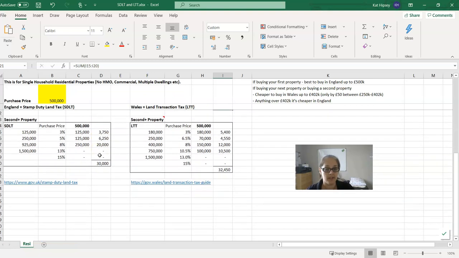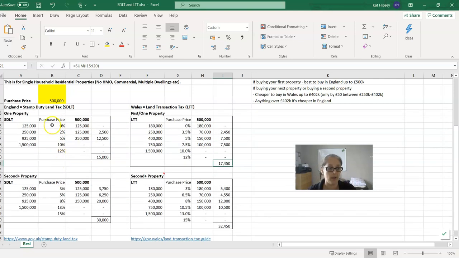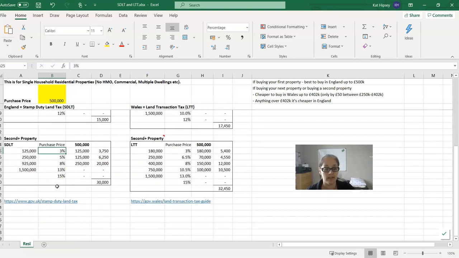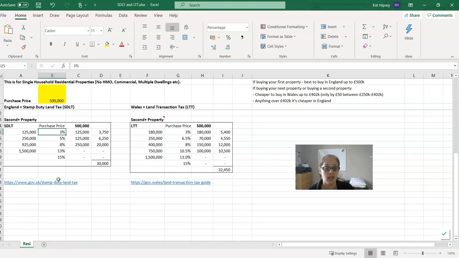Then we get to second plus properties, which is typical for investors. The rates are generally 3% higher than all of the original rates. So if it's 0% in England for up to 125, it's 3% for second plus properties. This was brought in a few years ago, essentially to collect tax from investors. These are the bands that you now need to use in England and Wales.